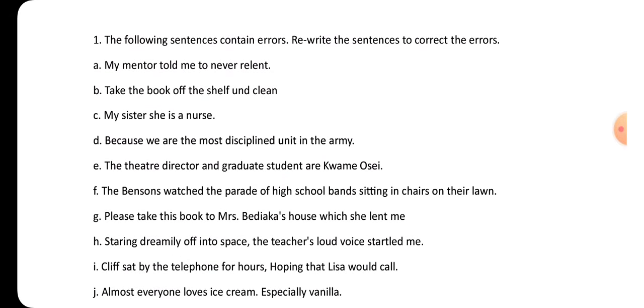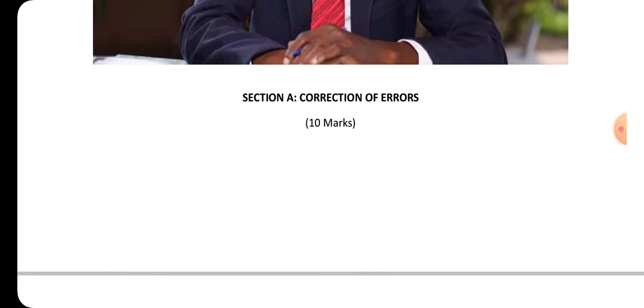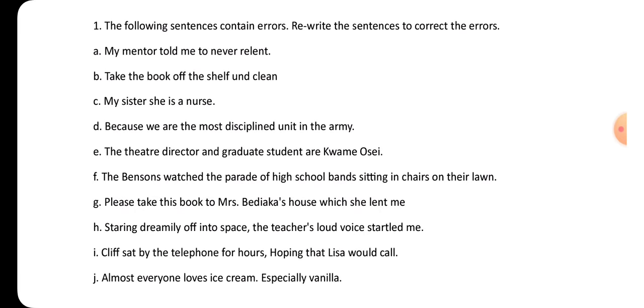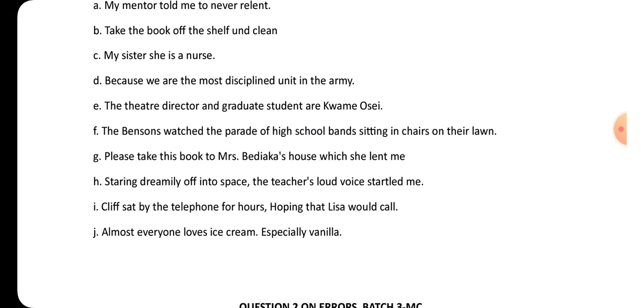This is the main campus exam this year. They have given you these sentences, and they all contain errors. The instruction says the following sentences contain errors, so rewrite to correct the errors. For example, my mentor told me never to relent. Another one is, take the book off the shelf and clean. Sorry, I made a mistake when typing. And another one is, my sister is a nurse. All these questions are here.